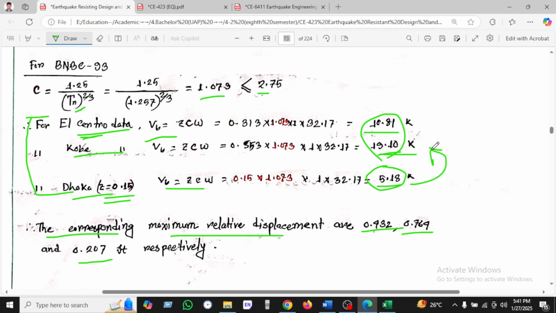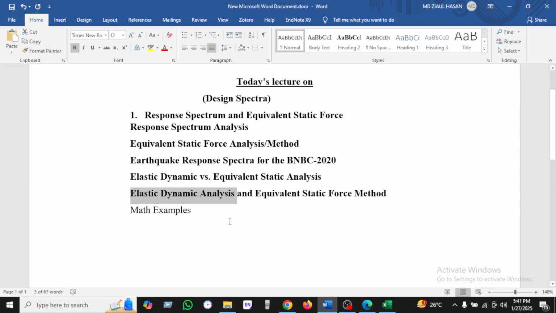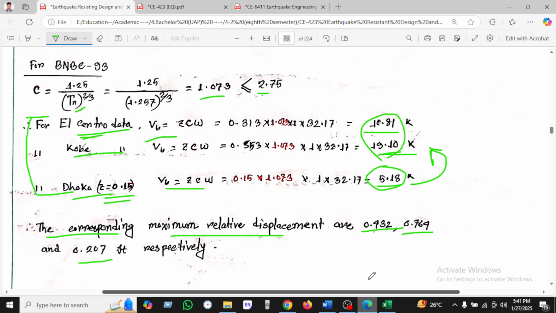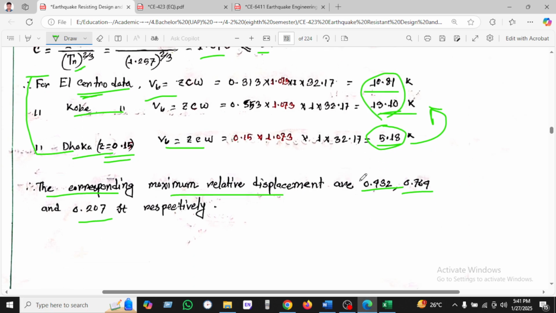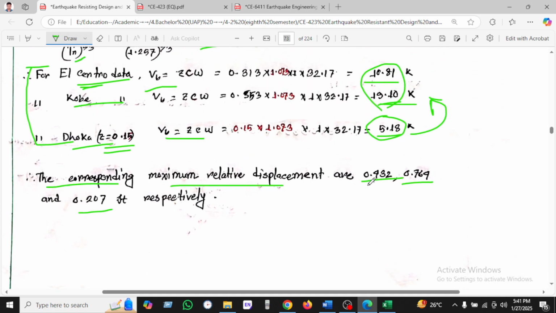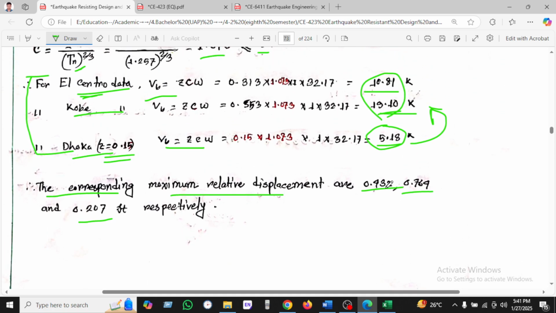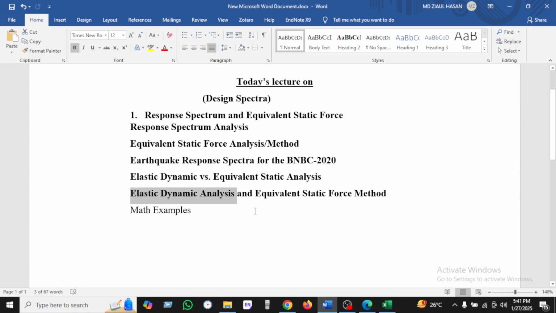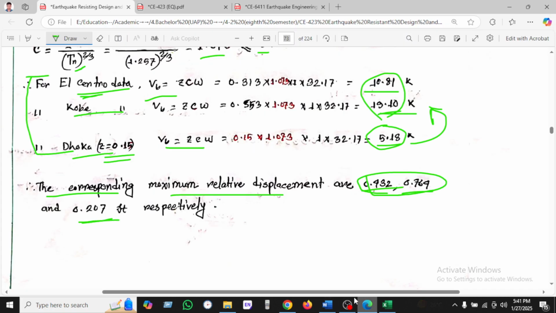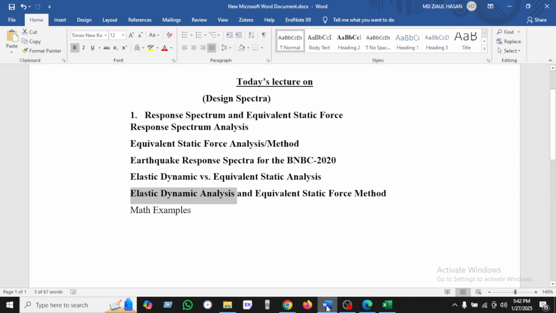So we can see the elastic dynamic analysis gives a base shear much greater than the equivalent static method. But we also found a difference in displacement. The displacement is also greater in the elastic dynamic analysis, and the value we found in the equivalent static analysis is less.